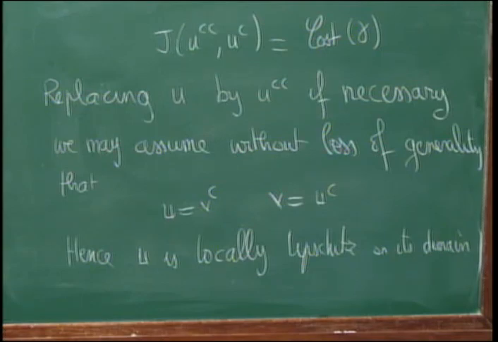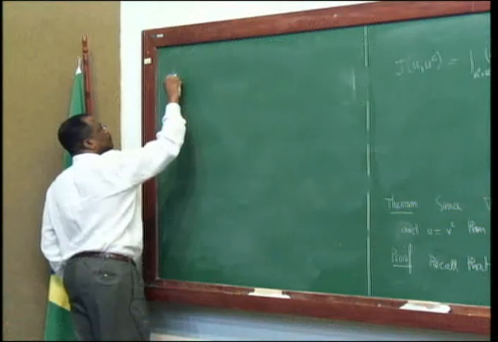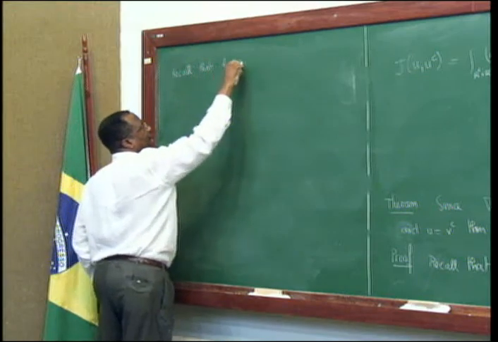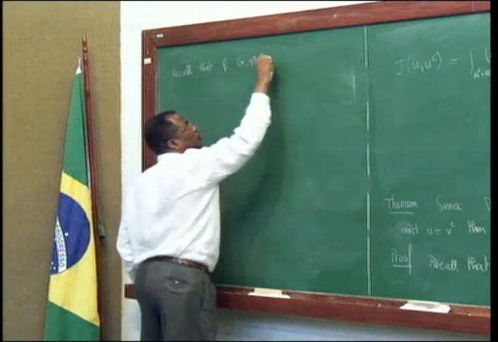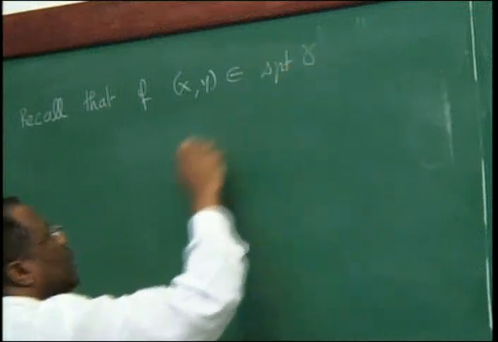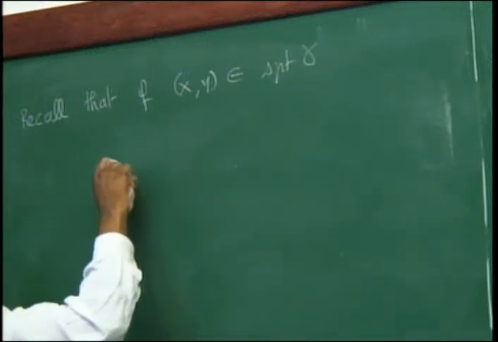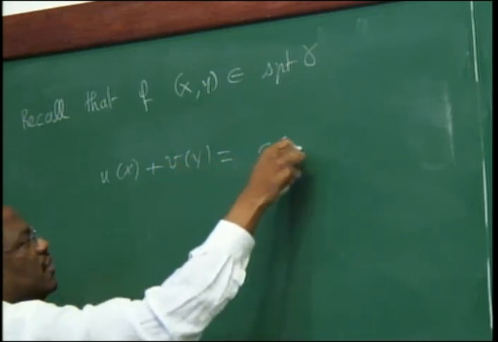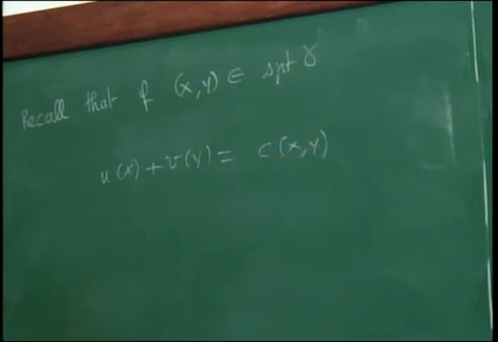Recall that if x, y belong to the support of gamma, u of x plus v of y equals c of x, y. I want to show that my gamma doesn't split mass. To each x, I can associate a unique y. This is equivalent to saying that T exists.